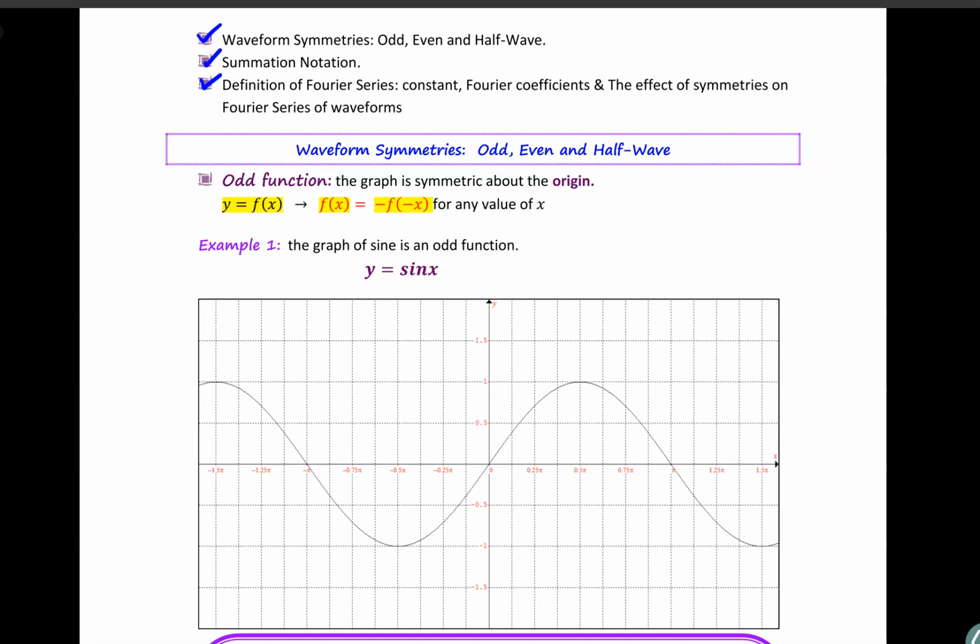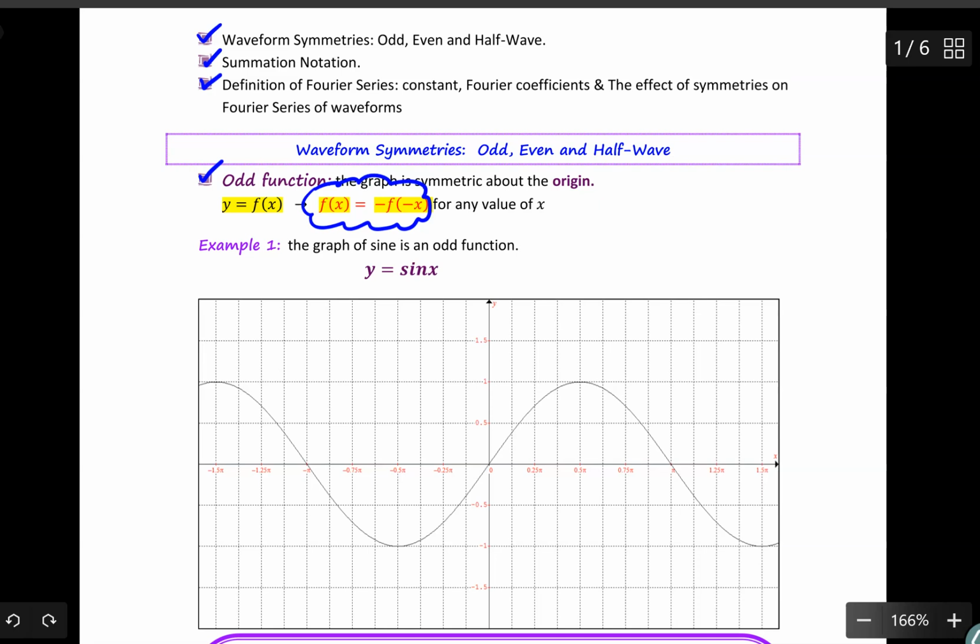Let's start with odd functions. An odd function is represented by a graph which is symmetric about the origin. If I have a function f(x) and I evaluate f at the value of negative x, then if f of negative x equals negative f(x) for any value of x, that function is an odd function. One obvious odd function is the sine function, y equals sine x.